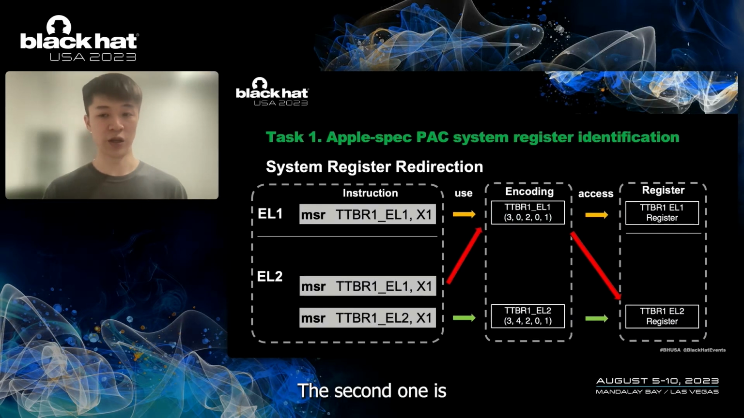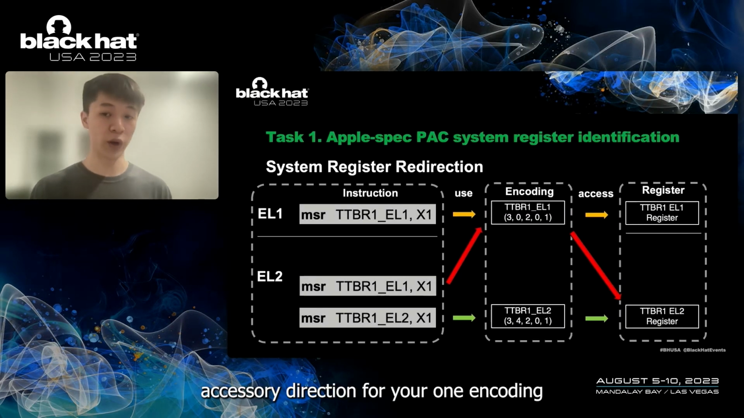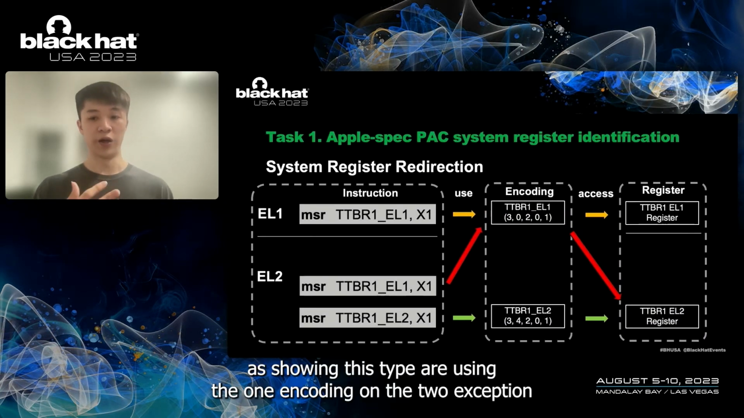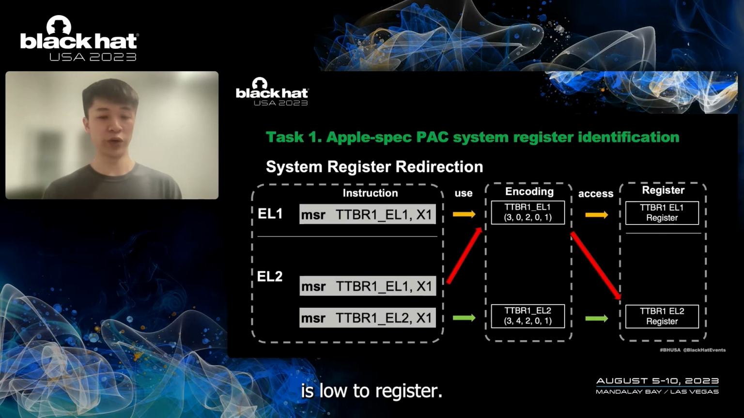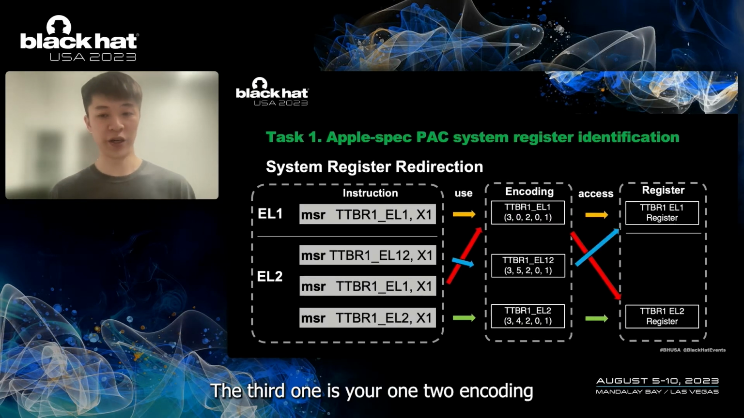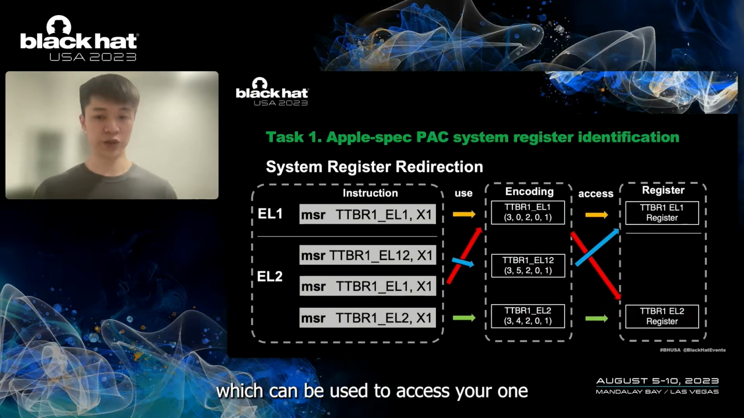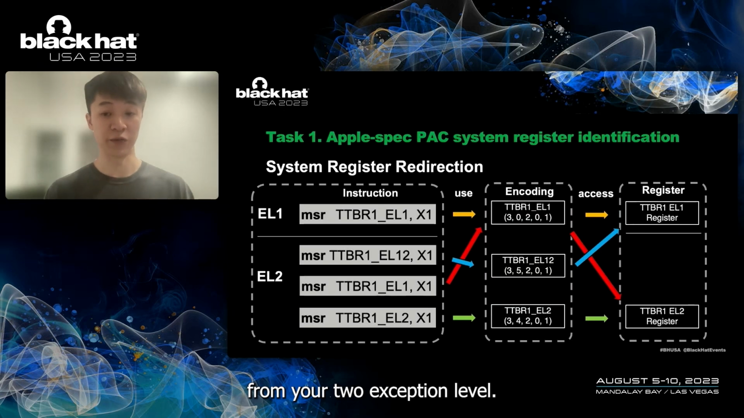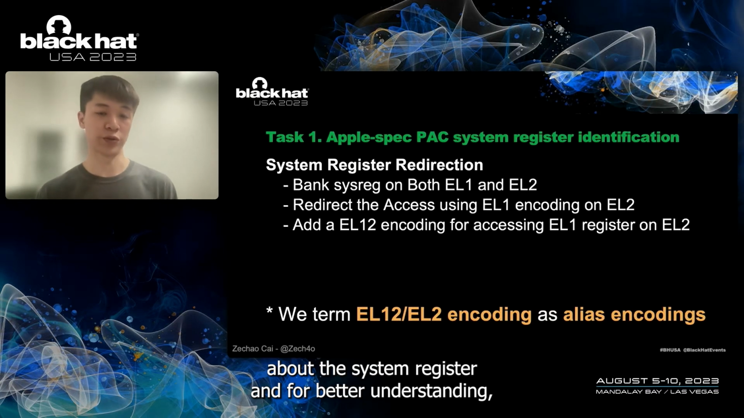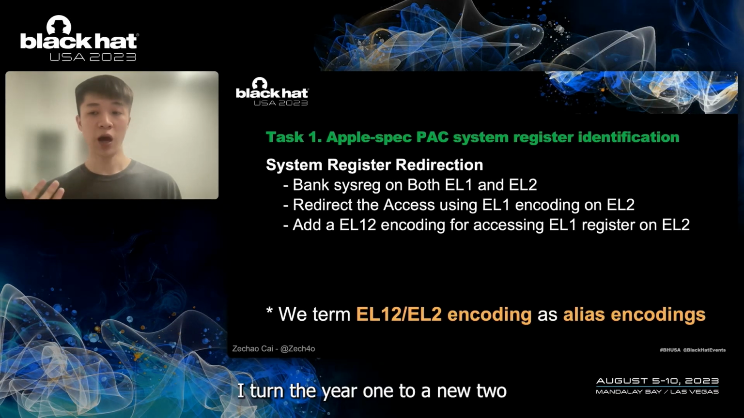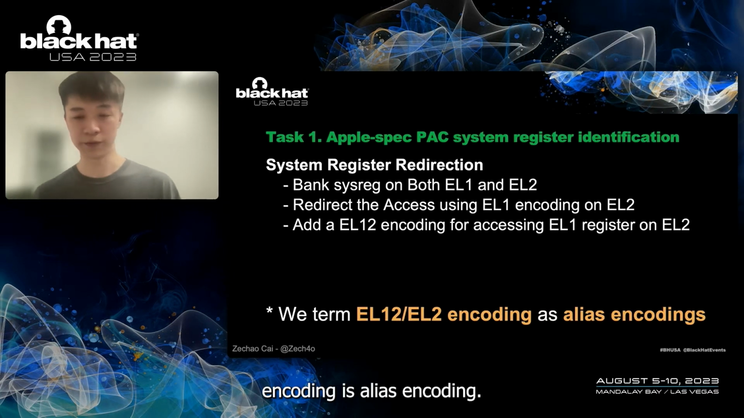The second one is access redirection for EL1 encoding. As shown in this slide, using the EL1 encoding at EL2 exception level, the register which will be accessed is the EL2 register. The third one is EL12 encoding, which can be used to access the EL1 register from EL2 exception level. This is the background we need to know about the system register. And for better understanding, I term the EL12 and EL2 encoding as alias encoding.